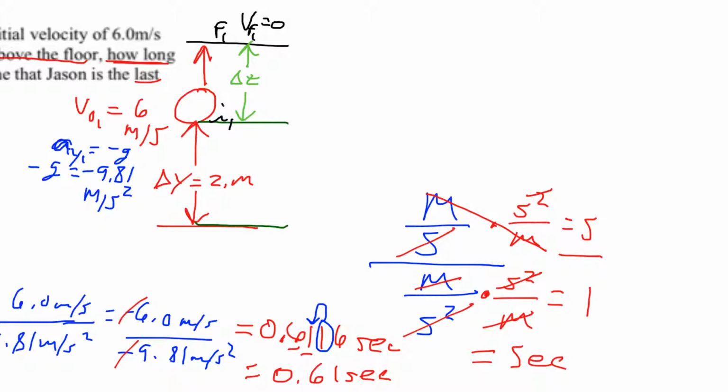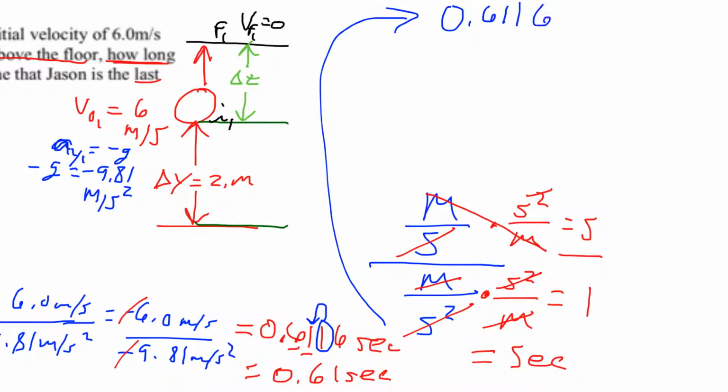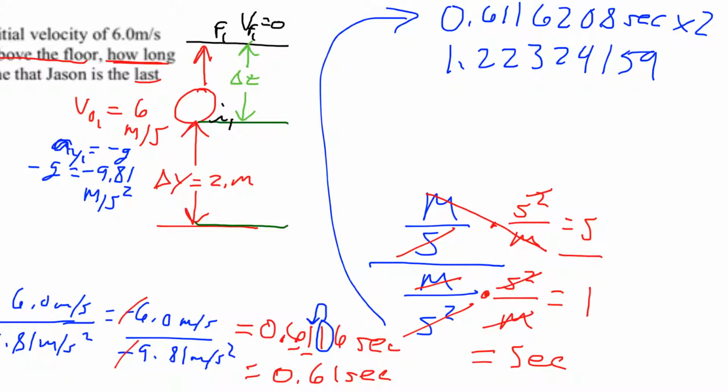So I'm going to just pull this up here. The whole thing on my calculator is 0.6116208 seconds, and we're going to multiply that by 2 so that we get 1.22324159. And in fact, now that I'm thinking about it, this is not even a final answer, so we shouldn't have even done any sig fig stuff with that one yet.